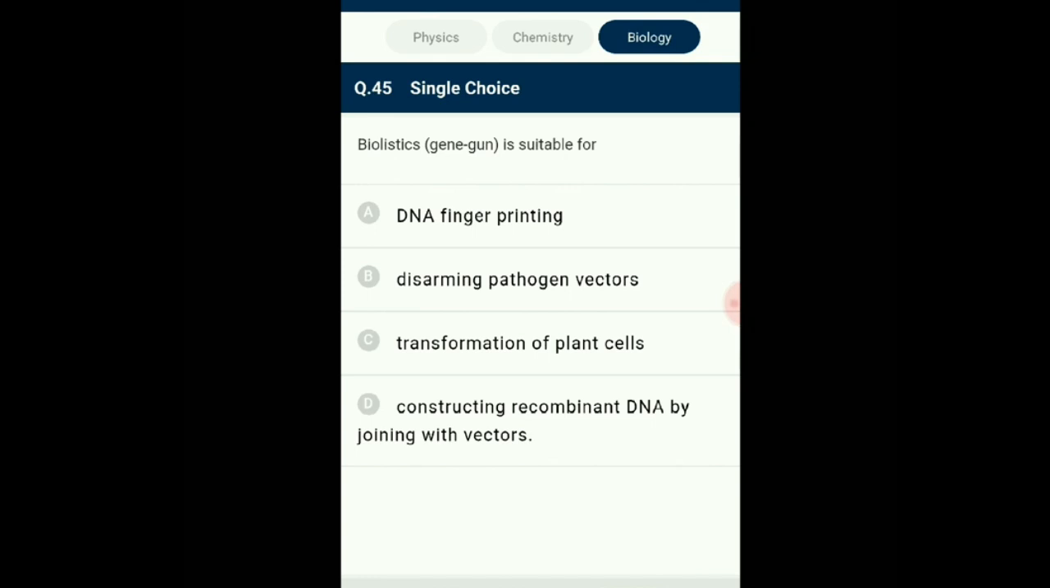Question number 45. Biolistics, that is the gene gun, is suitable for? In genetic engineering, a gene gun or biolistic particle delivery system was originally designed for plant transformation. It is a device for delivering exogenous DNA to cells, using elemental particles of a heavy metal coated with DNA. This technique is often simply referred to as biolistics. So the answer is option C, transformation of plant cells.